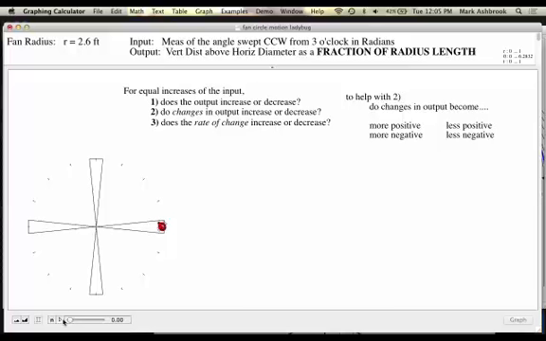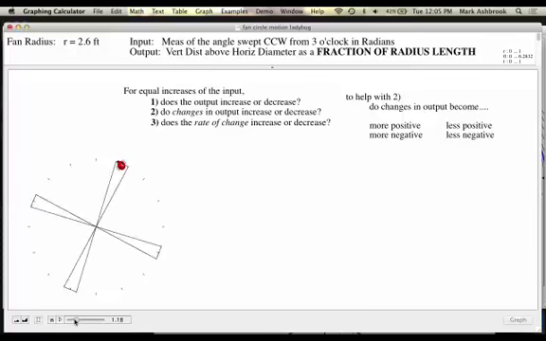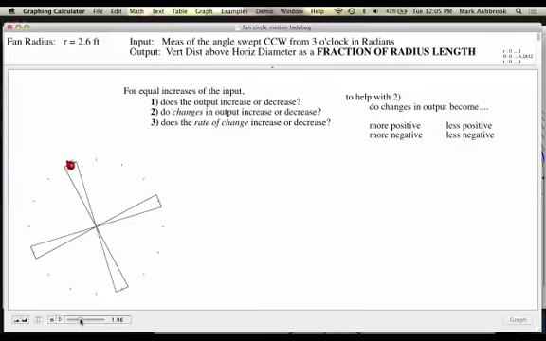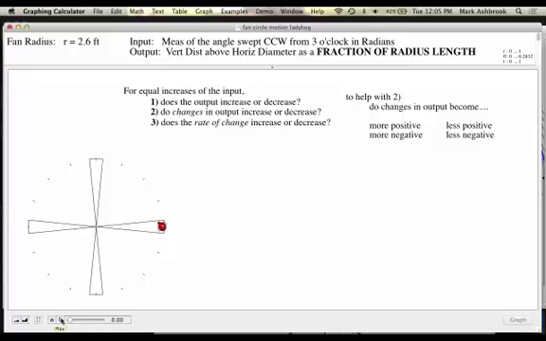The measure of the angle swept counterclockwise from the 3 o'clock position. So the bug is in the 3 o'clock position. We imagine the fan starting to rotate counterclockwise, and we're going to think about the angle through which the bug rotates counterclockwise from the 3 o'clock position. This is a standard thing, so we want to really understand that. Then we want to track, as that angle changes, the vertical distance above the horizontal diameter as a fraction of the radius length.